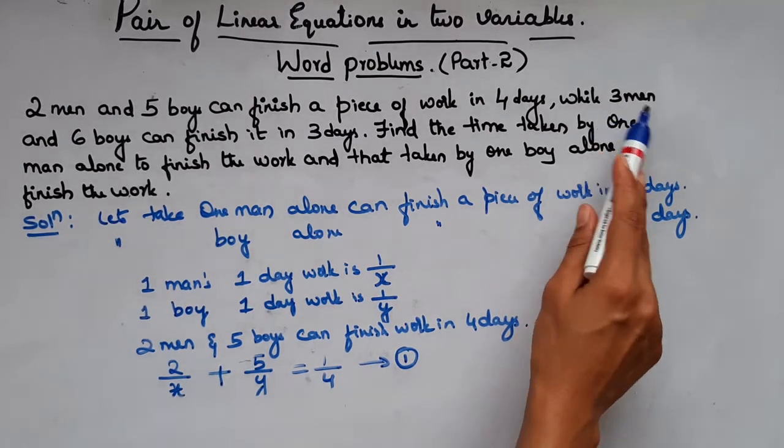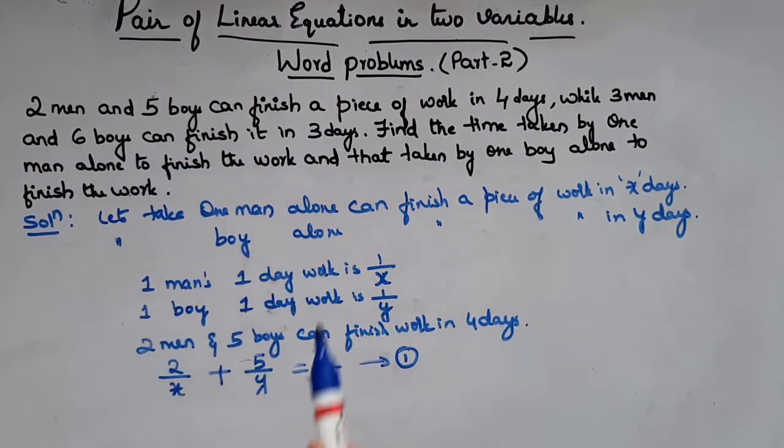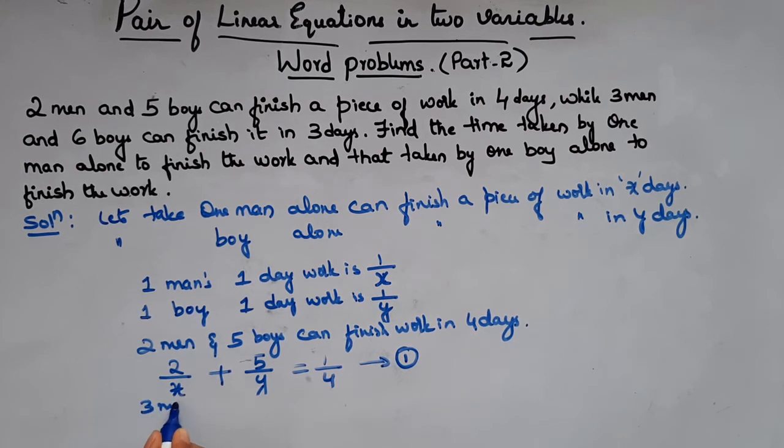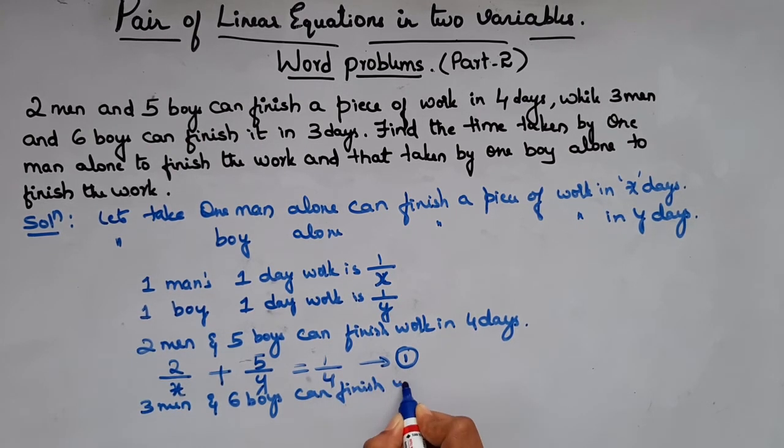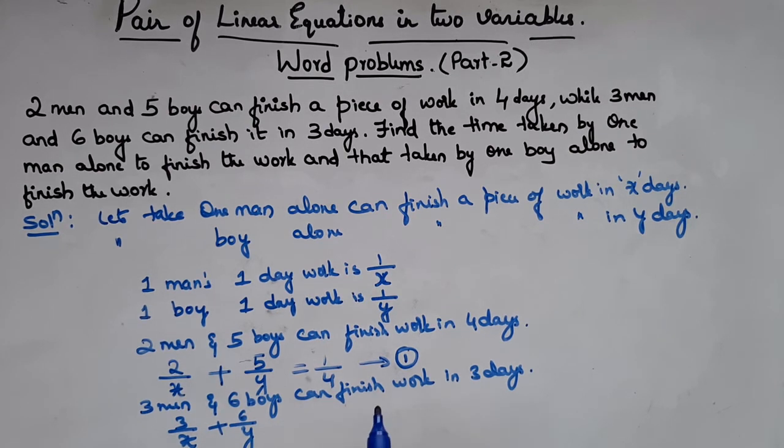Similarly, it says 3 men and 6 boys can finish the work in 3 days. So the 3 men's 1 day work is 3 by X, right? Plus 6 boys' 1 day work is 6 by Y. They both together will finish the work in 3 days, so their 1 day work is 1 by 3, right? So let's take this as equation 2.